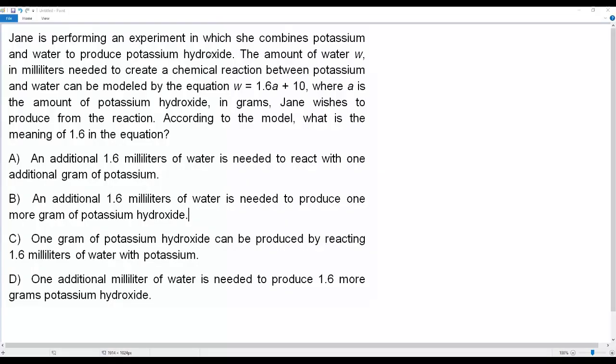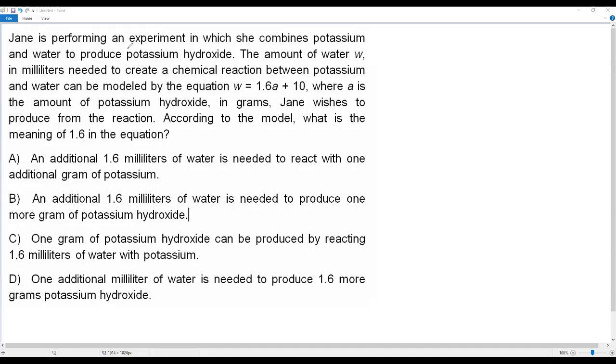The amount of water W in milliliters needed to create a chemical reaction between potassium and water can be modeled by the equation W equals 1.6 times A plus 10, where A is the amount of potassium hydroxide in grams Jan wishes to produce from the reaction. According to the model, what is the meaning of 1.6 in the equation?